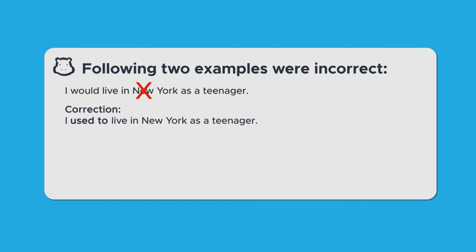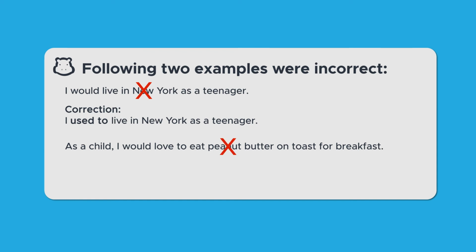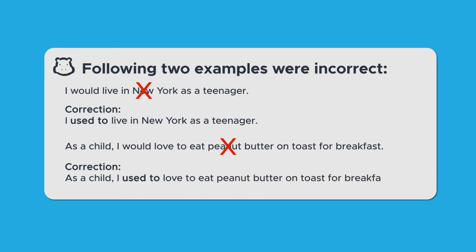This next example is incorrect because a state verb is used. As a child, I would love to eat peanut butter on toast for breakfast. The correct sentence is, as a child, I used to love to eat peanut butter on toast for breakfast. So if you want to diversify how to talk about past actions, try using "would" to impress your examiner or native speakers. But be careful, only use it when talking about habits or routines that consist of repeating actions.